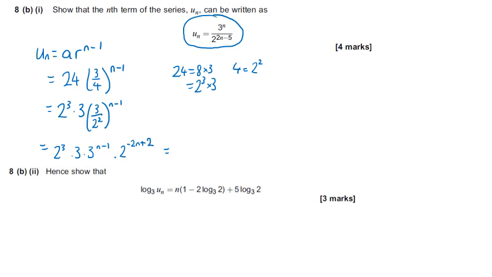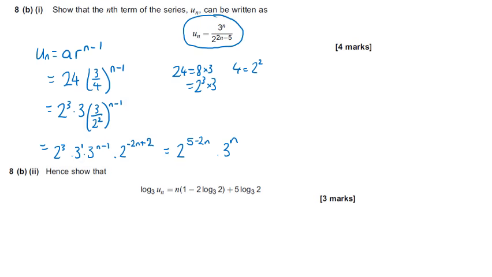Then combine the terms that have the same base. So we're going to get 3 plus minus 2n plus 2. So that's going to be 5 minus 2n. And for 3, I've got 3 to the power of 1. Let's just put the 1 in to be clear. Times 3 to the n minus 1. So the 1's cancel and we're just left with 3 to the n.